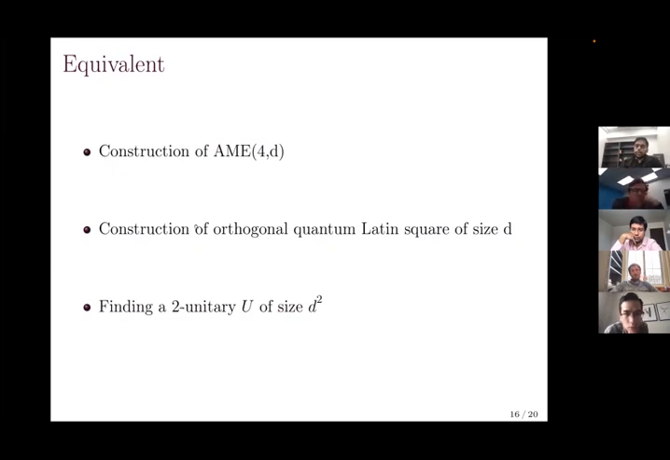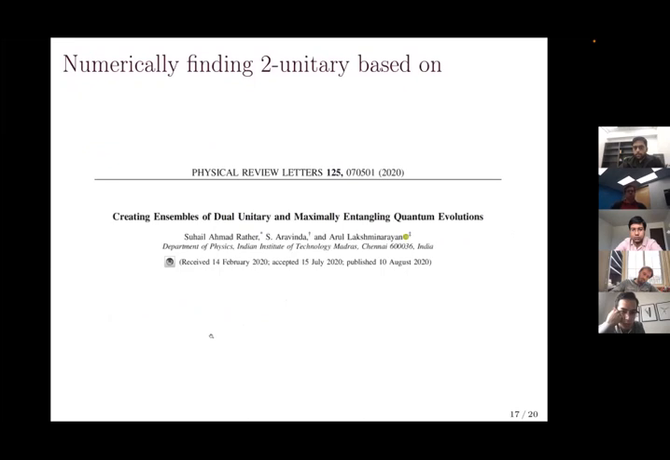There is another equivalent statement including perfect tensors, which I have not shown here. It's not important for this discussion as of now. So how do they solve it? I don't know the numerical procedure they have used, but apparently they had a previous result which was also published in PRL, and this was only the Indian group, where they had some way of finding these 2-unitaries.